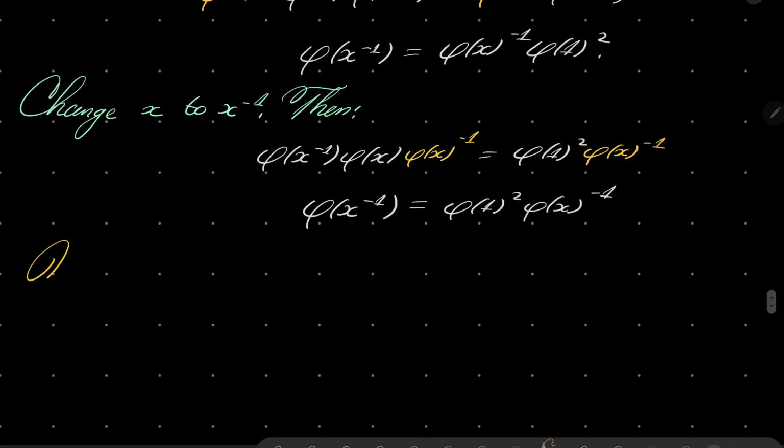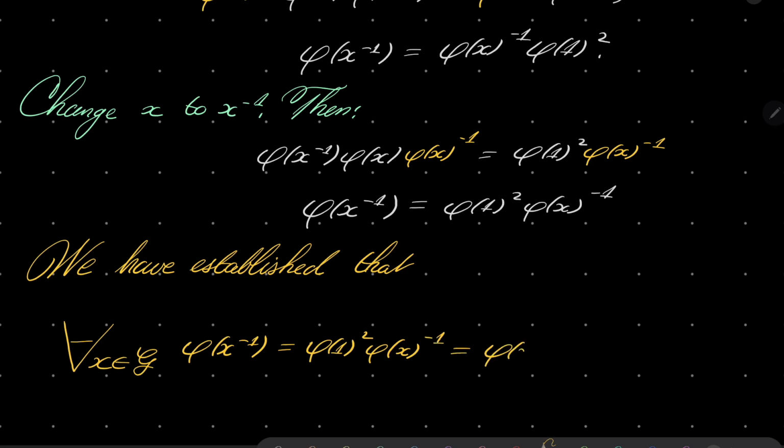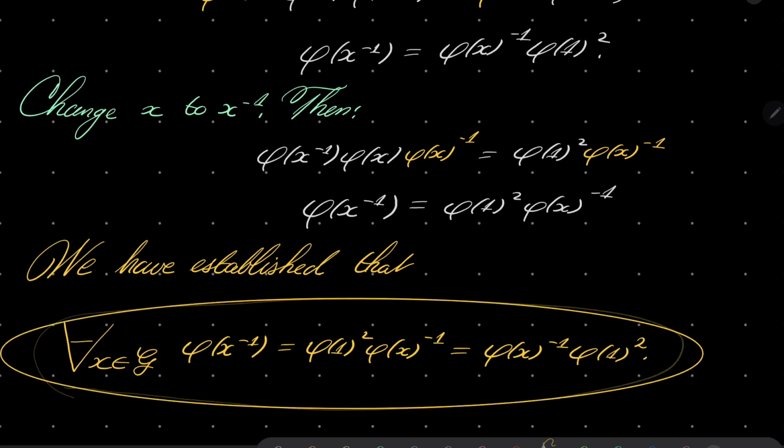We have established that for every element x of our group, phi of x inverse can be written both as phi of 1 squared, phi of x inverse, and can be written also as phi of x inverse, phi of 1 squared. Crucial. We will use it in a minute.